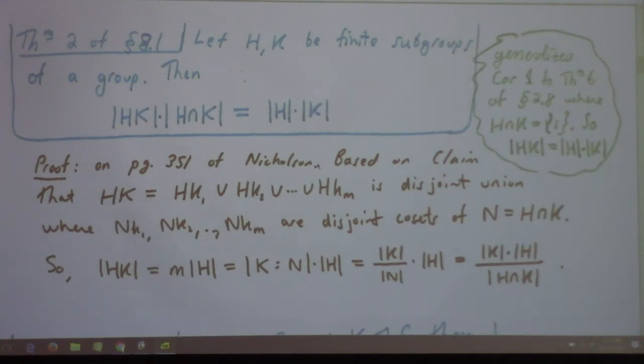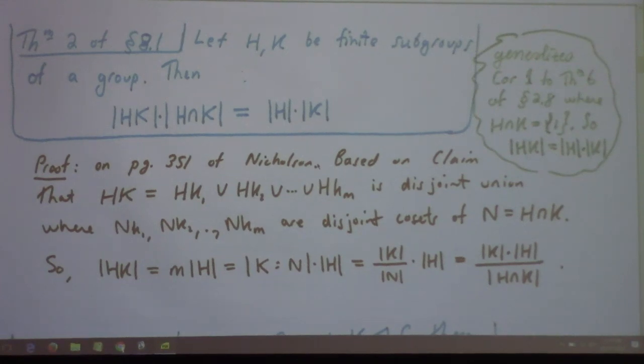Theorem 2. Here's another general result. In chapter 2, we had the formula that if H intersect K was the identity, then the size of the product HK was just the product of the sizes of H and K. I think we needed that they were both normal, right? Or we needed something, but anyway, here it is. So H and K finite subgroups, then the size of the product times the size of the intersection is just the product of the orders of the subgroups. And the proof is not too hard.